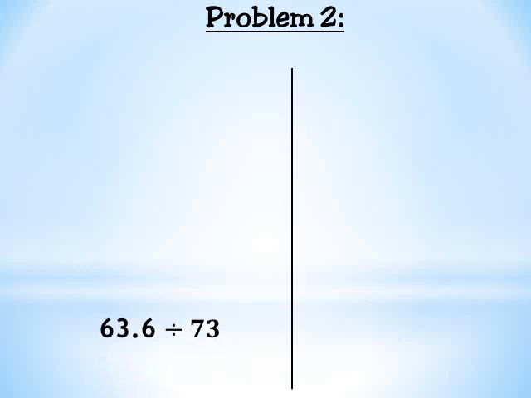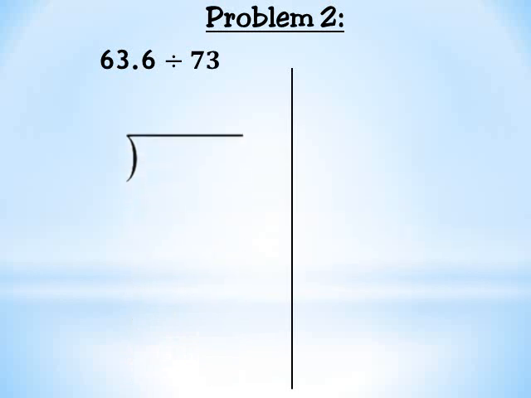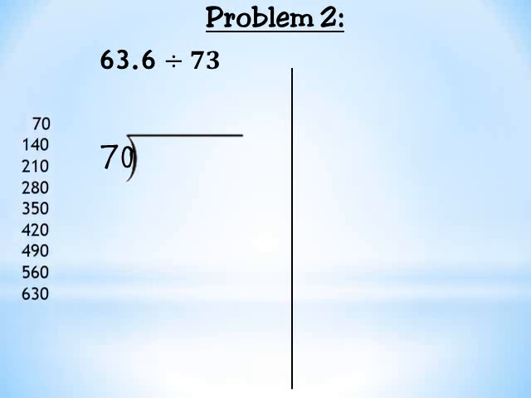Problem number 2, 63.6 divided by 73. Go ahead and start setting up that garage. You have the garage set up, and now you're going to look at the divisor 73. Round that to the nearest tens place, and that will give you 70. With 70, you're going to skip count by your 70s off to the side. Remember, skip count by your 7s, and then add zeros to the end, and it'll look like this: 70, 140, 210, 280, 350, 420, 490, 560, and 630.